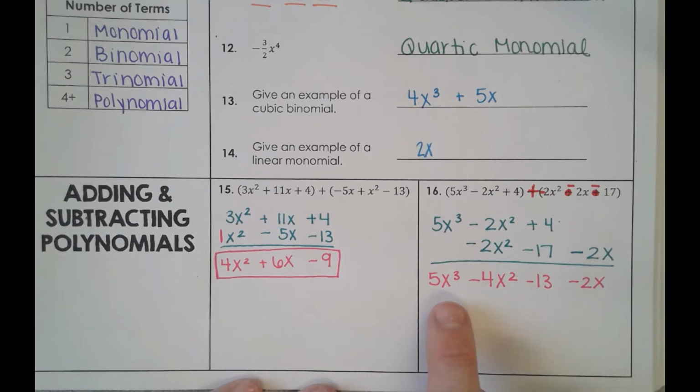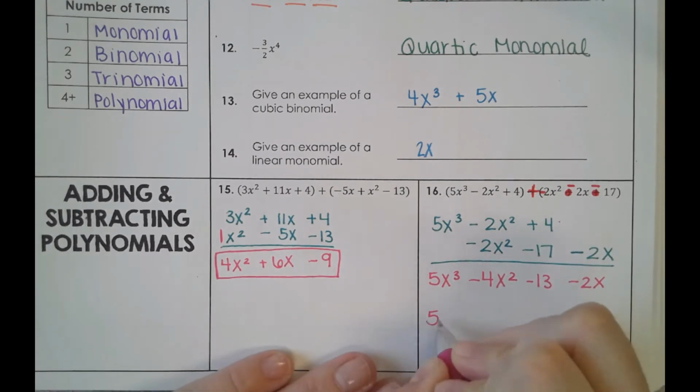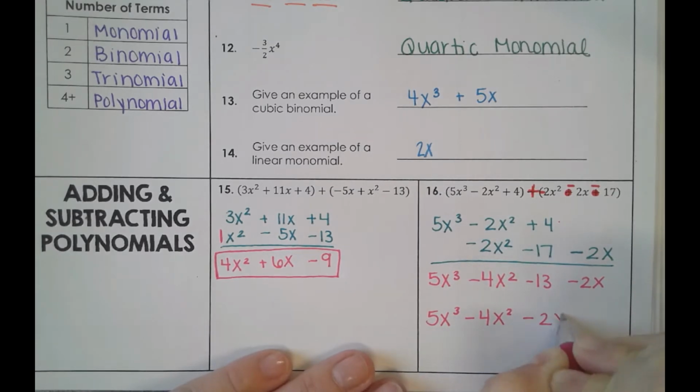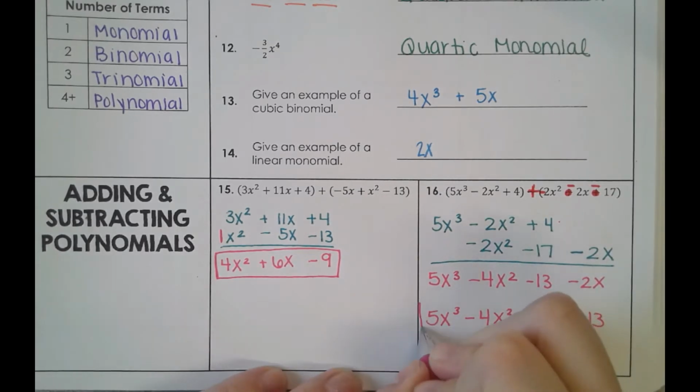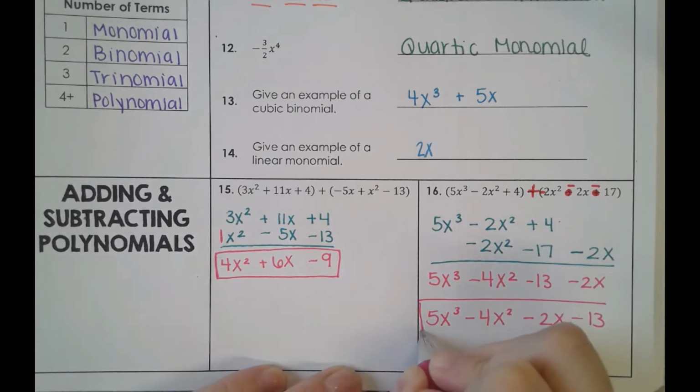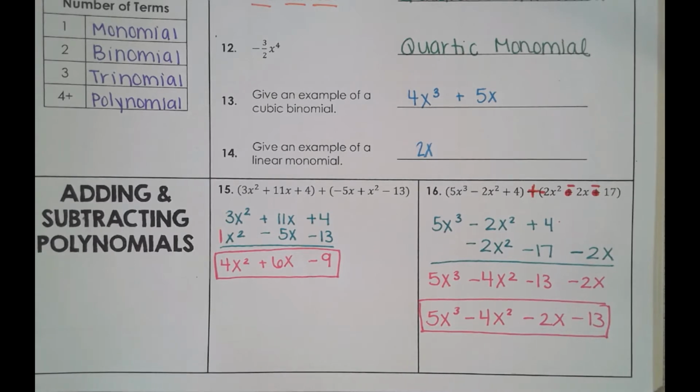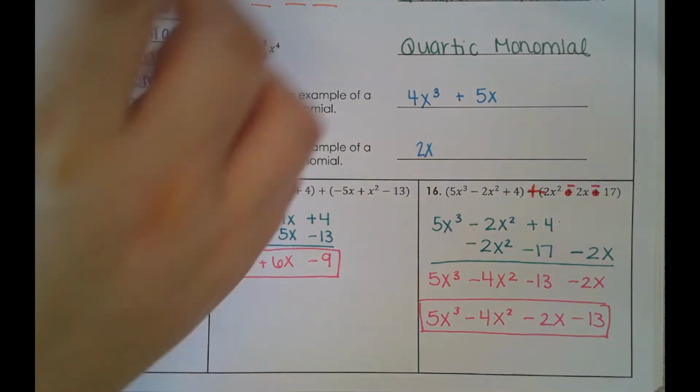However, these are not in the right order. This minus 2x needs to be before the minus 13. So just rewrite it. Just like that. Any questions? So let's do some more.